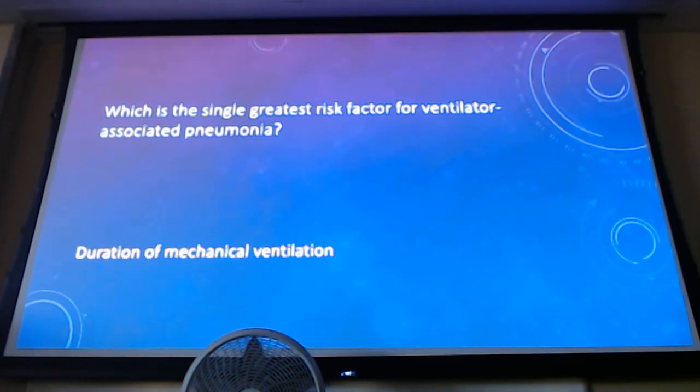Okay, what is the single greatest risk factor for ventilator-associated pneumonia? What would that be? Duration. Good. Duration. That's the single greatest risk factor for VAP. Okay? Duration. That's why we put them on a trach as soon as possible. It decreases the oral flora from getting into the lungs.